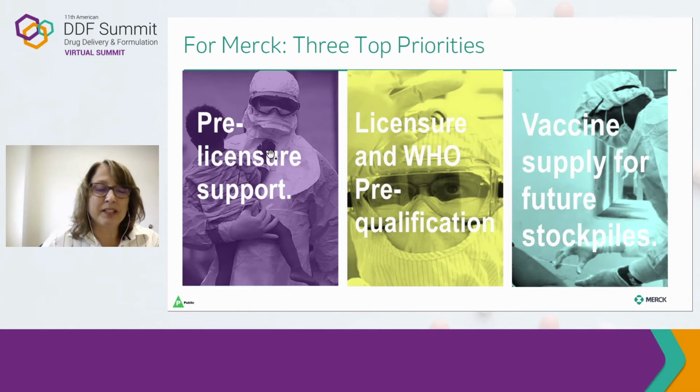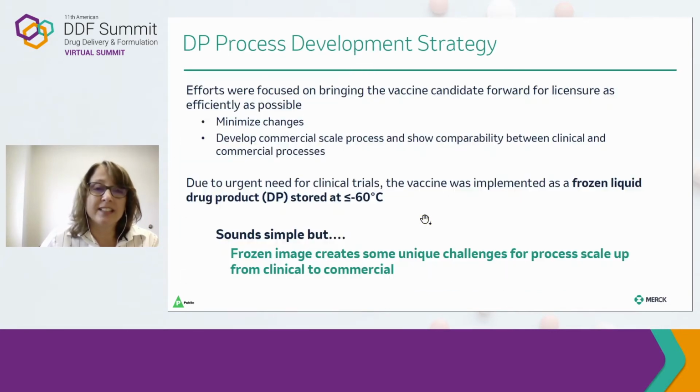And of course for Merck, as I think people are more familiar now after going through COVID, we get the pre-licensure support. We did stuff with emergency use, as you've heard. And then we worked licensure and also the WHO pre-qualification, which was especially important here because of working with a lot of the African countries where these outbreaks were occurring. And then vaccine supply for future stockpiles.